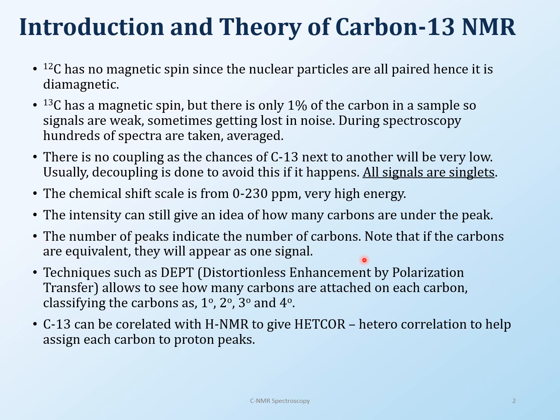Generally, the number of peaks that you see in the graph will tell you how many carbons there are. Just remember again, if you have equivalent carbons, they're going to show up as one, because equivalent types of atoms show up only as one signal. So keeping that in mind, if you have 10 signals, it means you have 10 different kinds of carbons. Now the intensity will tell you how many carbons you have under that peak. But other than that, 10 peaks means 10 carbons, at least that many.